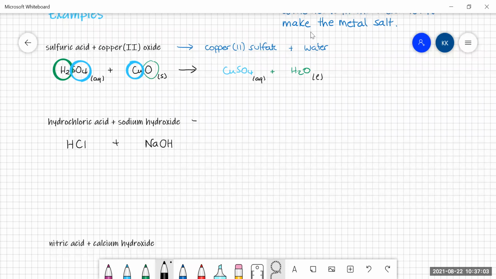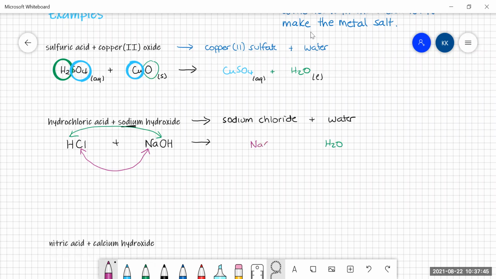So what are we going to produce from this? According to the general equation, we're going to get a metal salt and water. Now, our metal is sodium in this example. And our salt from hydrochloric acid is chloride. And you can see how this occurs because the double replacement is going to have the sodium going with the chloride, and it's going to have the hydrogen going with the hydroxide. So this is where we're going to get our water from, and we're going to get sodium chloride.